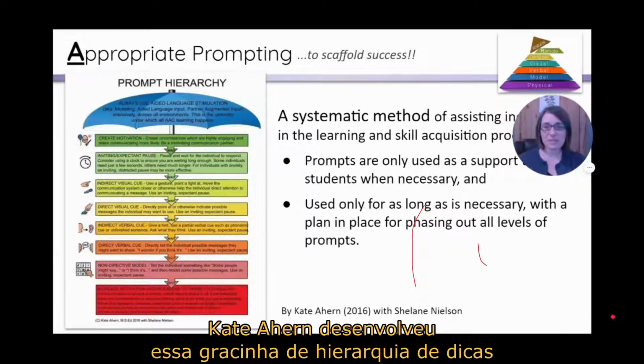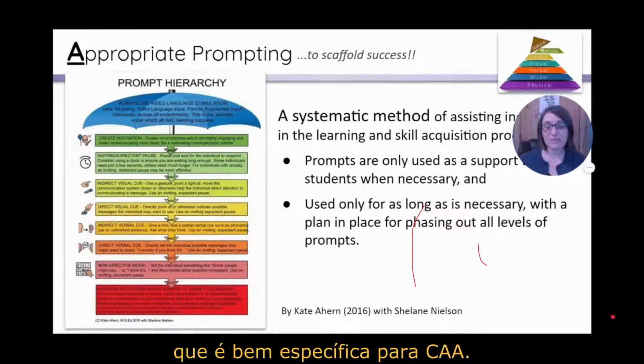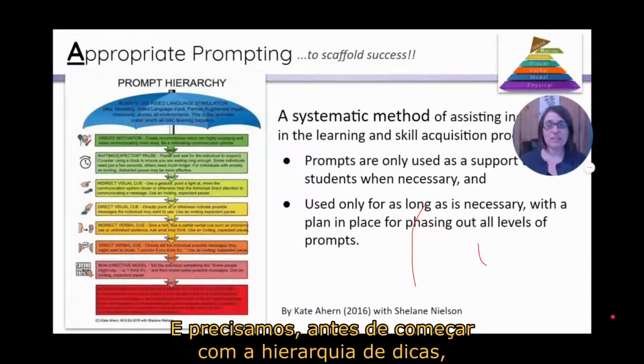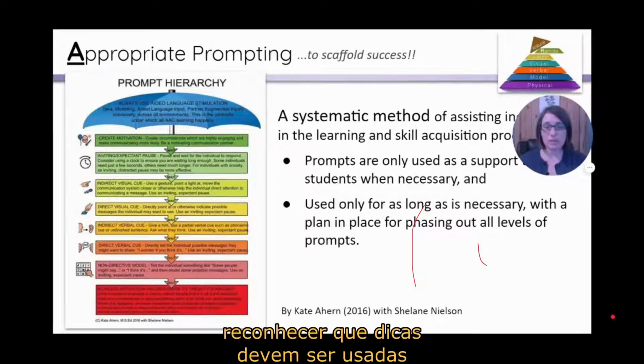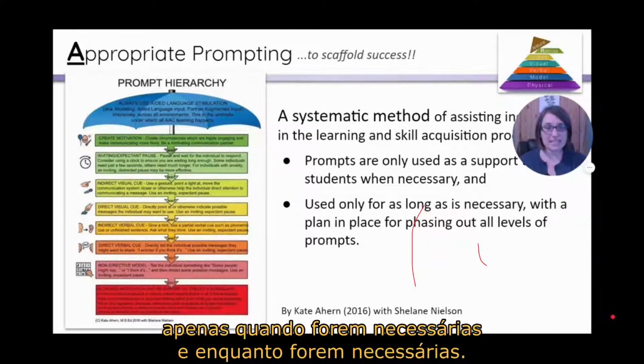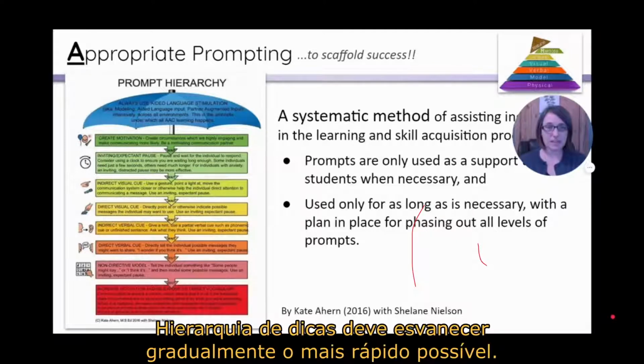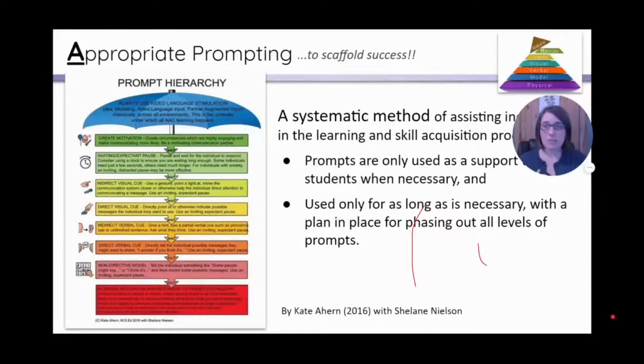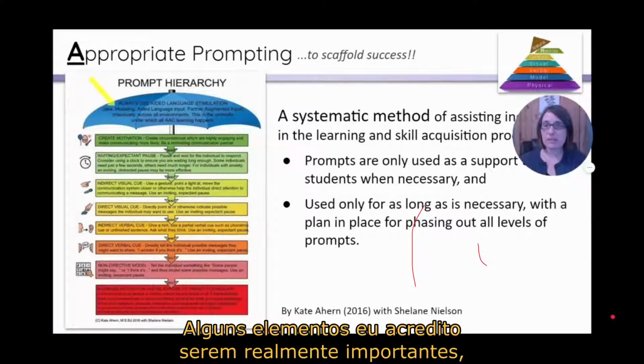Kate Ahern developed this really lovely prompting hierarchy that is very specific to AAC. And before we start with a prompting hierarchy, we need to recognize that prompts should only be used as much as is necessary and only for as long as necessary. The prompting hierarchy should be faded out as quickly as possible. But a couple of elements are really important.